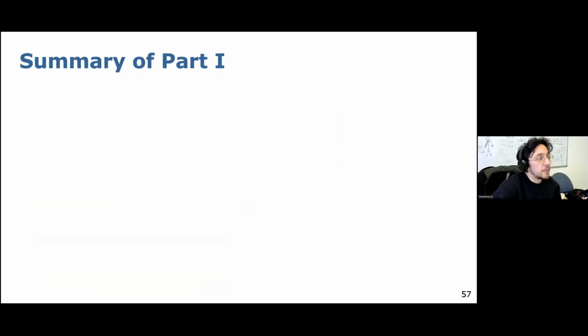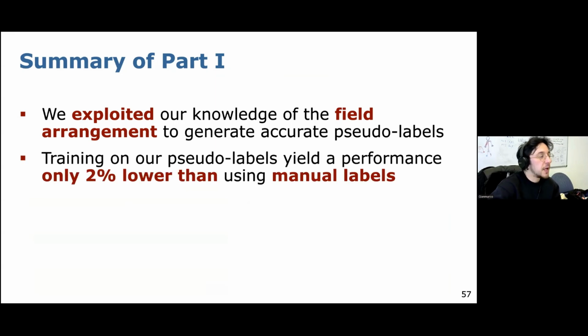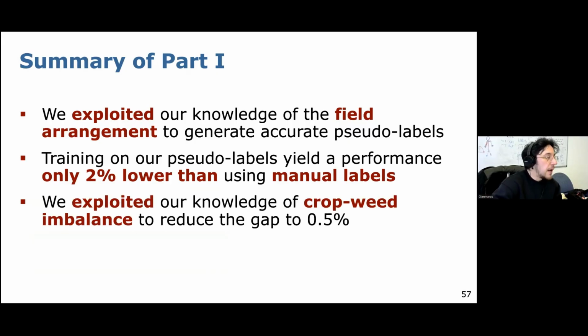So as a summary of this first part of the presentation, I showed you how we can exploit the knowledge of the field arrangement to produce pseudo labels for the semantic segmentation task, and how training on our pseudo labels actually yields a performance that is just 2% lower than using manual labels while having zero manual annotation, and how to exploit the imbalance between crop and weeds to actually reduce the gap to even 0.5%.